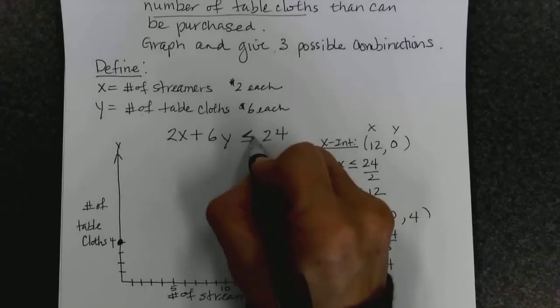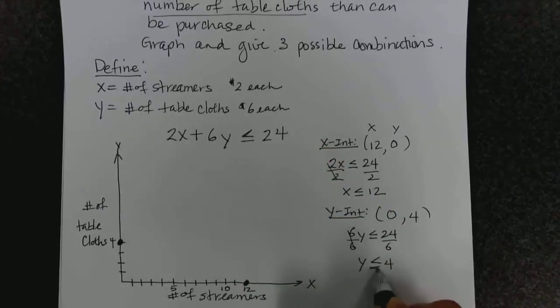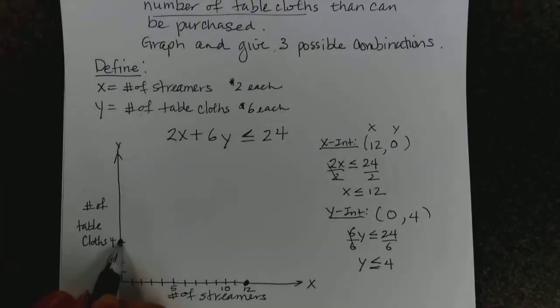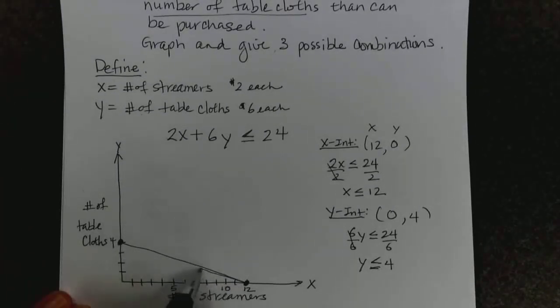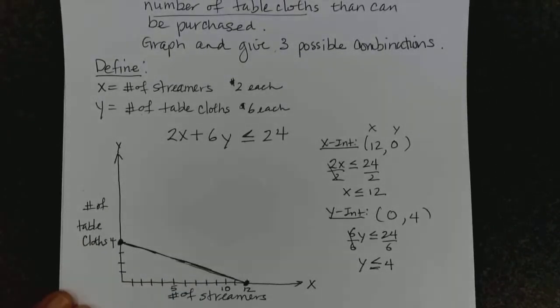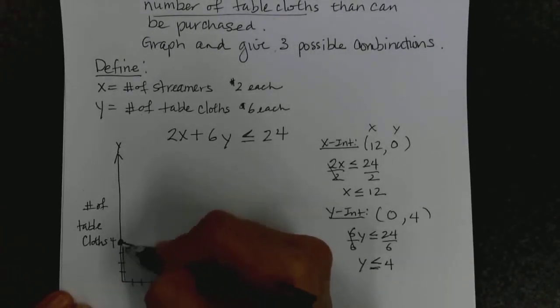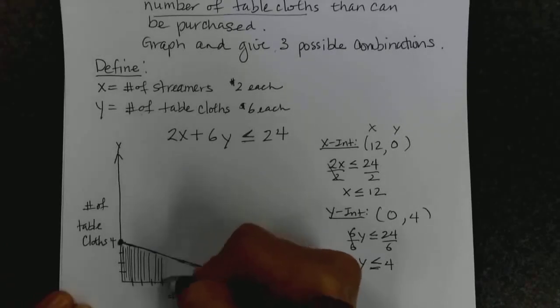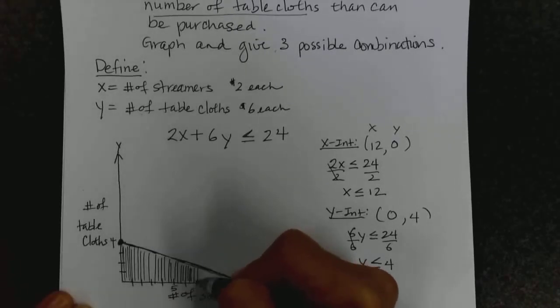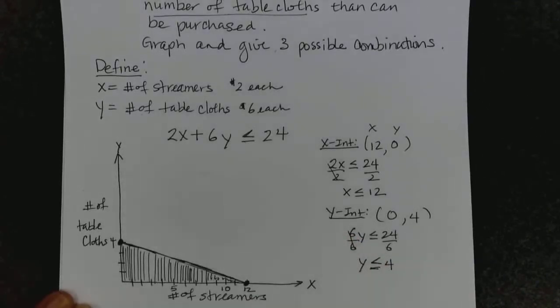Now, this line says less than or equal to, so we're going to make this a solid line. So that means it's going to include all the points on that line. And it says less than, so we're going to shade below. That means it's going to be all the points in this triangular area right here. So it's going to include any of those points and any points that are on the line as well. So those are my possible solutions.